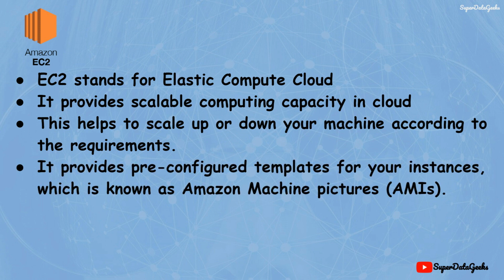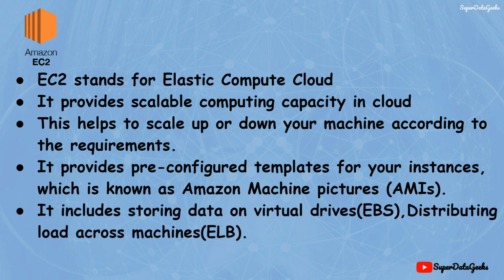And in EC2, you can use pre-configured templates, which are known as AMIs. AMIs are nothing but the operating system that you want to configure on your machines. There are some AMIs such as Windows operating system, Amazon Linux, Ubuntu, many more. And it includes the virtual drives, which are EBS, to store the instance data. Instance data means the machine data, whatever work you do on your machine will be stored inside the EBS. And if you want to distribute the load, you can use elastic load balancers. We will look at the elastic load balancers in the further slides.